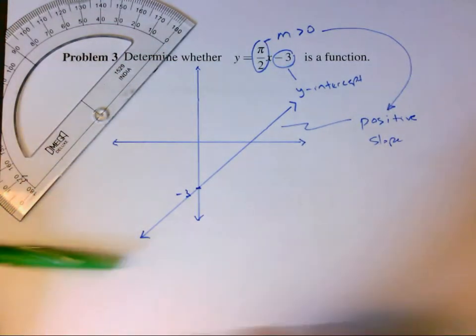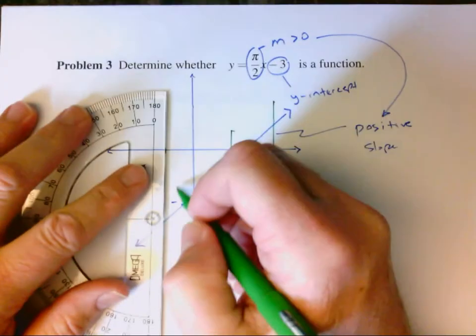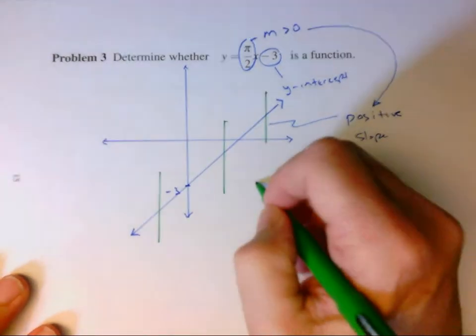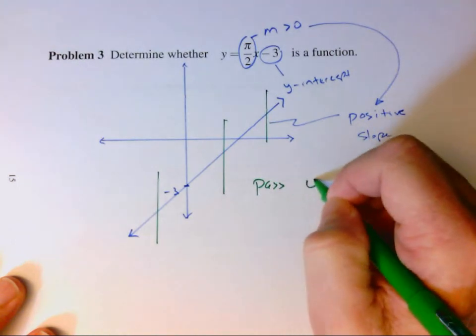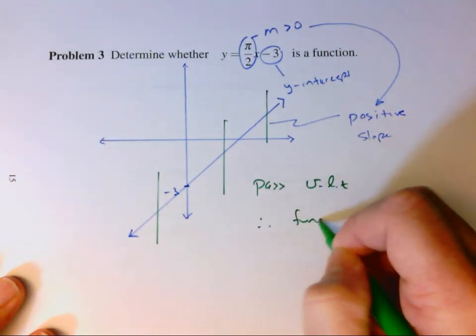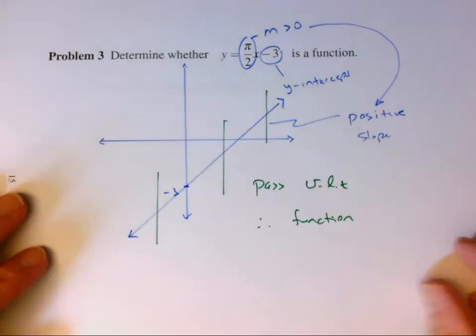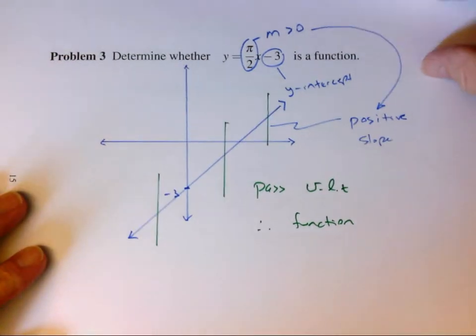And when we get done with that, we see that everywhere we pass the vertical line test. Therefore, we're a function. And in fact, this will be true for any linear function as long as it's not a vertical line. Any line, as long as it's not a vertical line, will be a function.